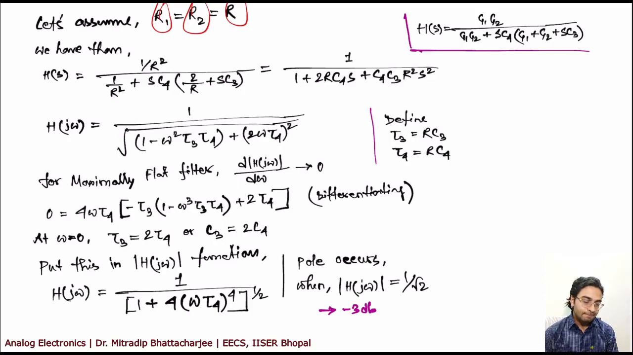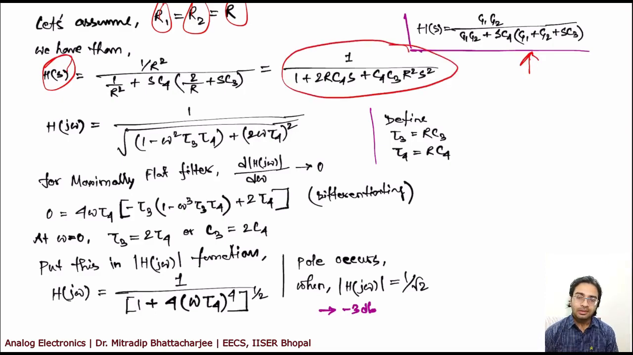you will see that your transfer function, which was this one, will be something like this. Now your transfer function will become something like this if you define RC3 as tau 3 and RC4 as tau 4. Okay, these are the definitions. You are just replacing those values and finally you get a transfer function similar to this.